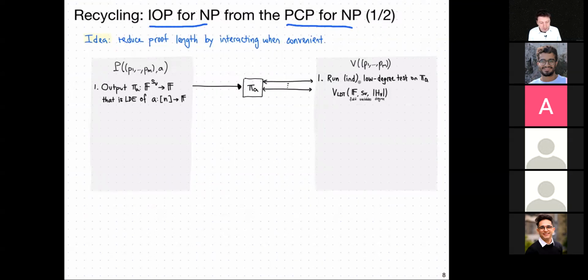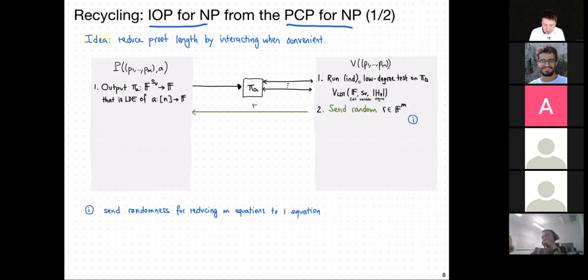The prover outputs the logic extension of the assignment, and the verifier logically tests it. It doesn't really matter when it logically tests it, it can do so at the end. I'm just putting the arrows here because it can do it whenever it wants, okay? But it has to do it at some point.